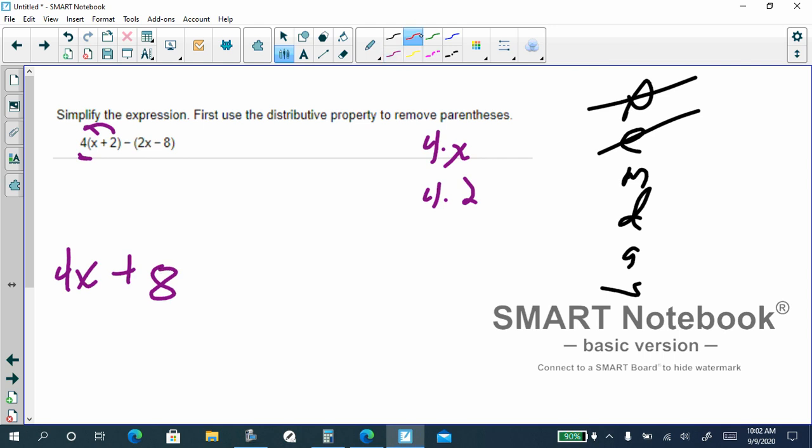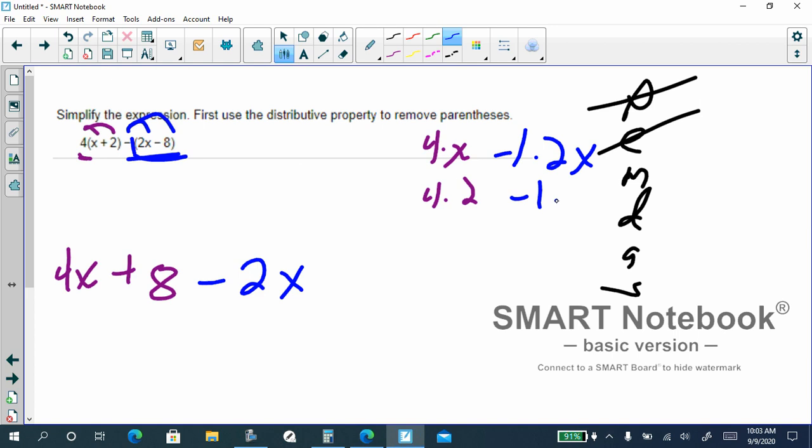And then for the next one, we have a minus in front of that parenthesis. And there are several ways to look at dealing with a minus in front of a parenthesis. We could think about that as an understood 1, and then we are distributing that 1 to both numbers. So -1 times 2x, so negative times positive is negative. 1 times 2x is 2x. And then -1 times -8. Negative times negative is positive. 1 times 8 is 8.